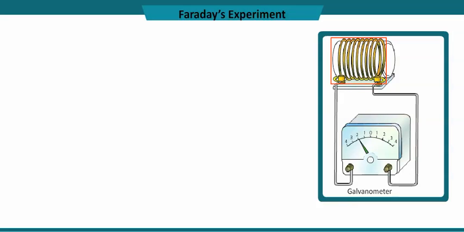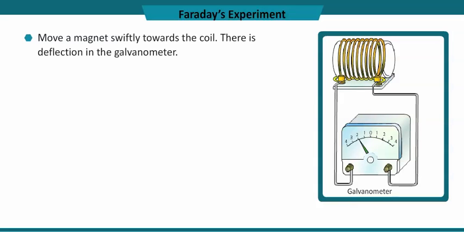Take a copper coil and galvanometer. Connect them with connecting wires. Now, take a bar magnet. Move the bar magnet swiftly towards the coil such that the north pole of magnet faces the coil. You can see the deflection in the galvanometer.